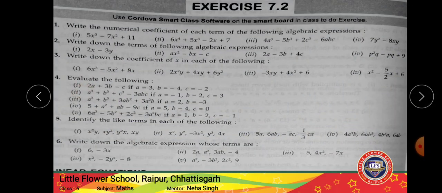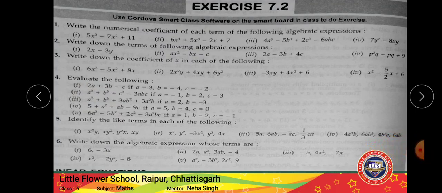moving on to the third question. Write down the coefficient of x in each of the following. Now individually the coefficient of x is asked, right? In the first question you needed to write all the numeric coefficients. In this one it is specifically said you need to write the coefficient of x. So how are we going to write it?